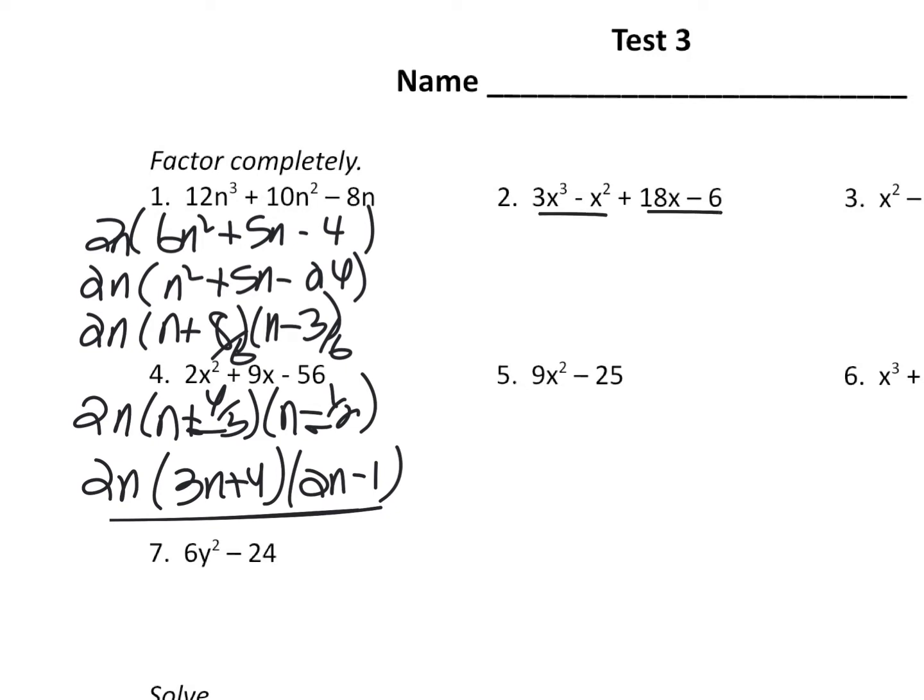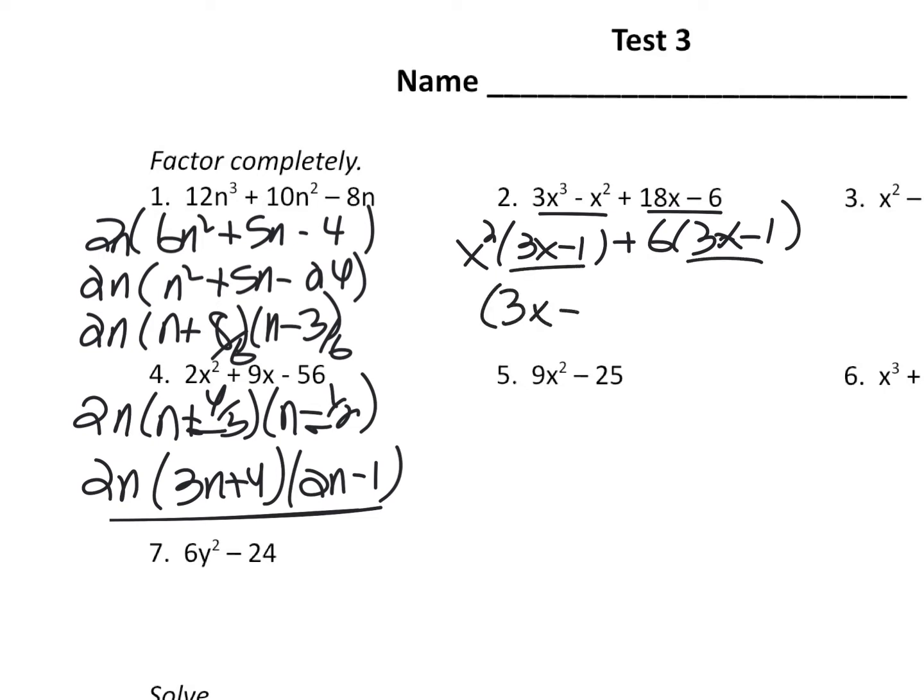Only one way to factor 4 terms. That's factor by grouping. So I'm going to group the first 2 together, take out an x squared. That leaves a 3x minus 1. The second 2, I can take out a 6. That also leaves a 3x minus 1. You should get the same thing in both parentheses there. And because you do, the parentheses is now your GCF. So I'm going to pull out the 3x minus 1. And that's going to leave me with an x squared plus 6. Okay, that's all you can do.